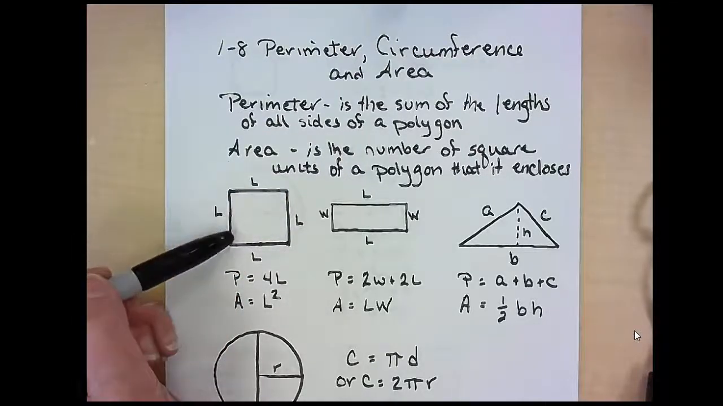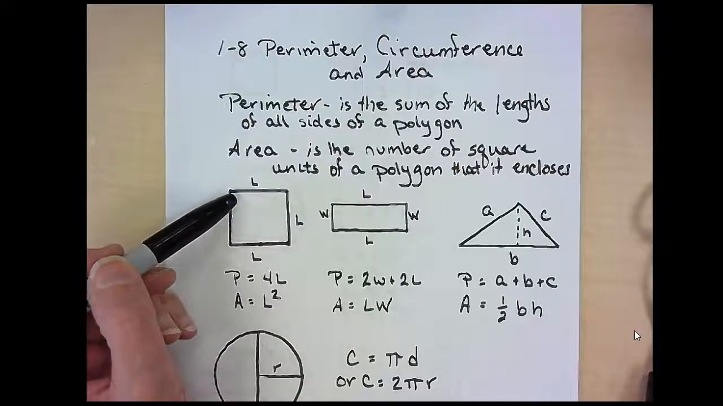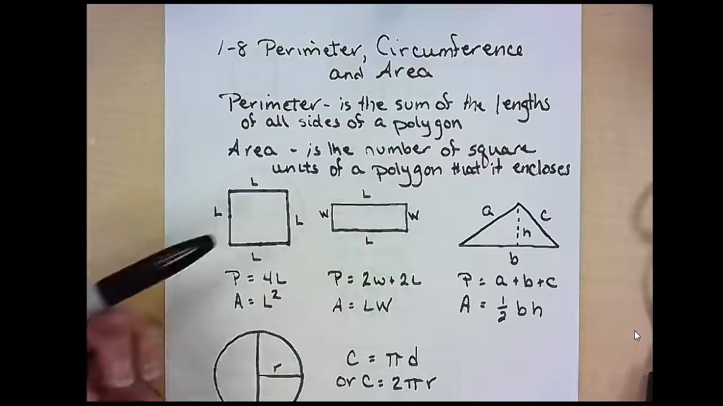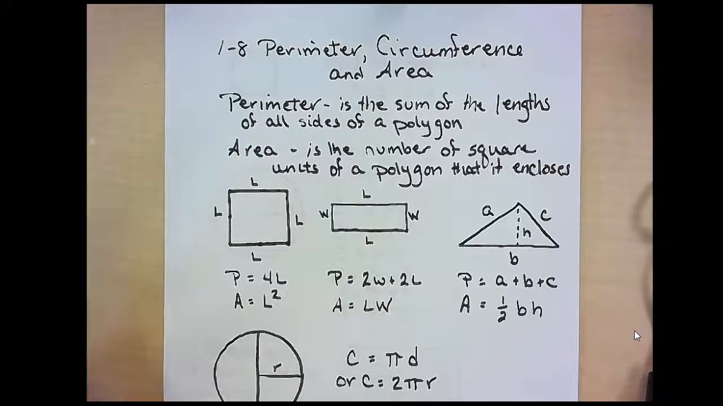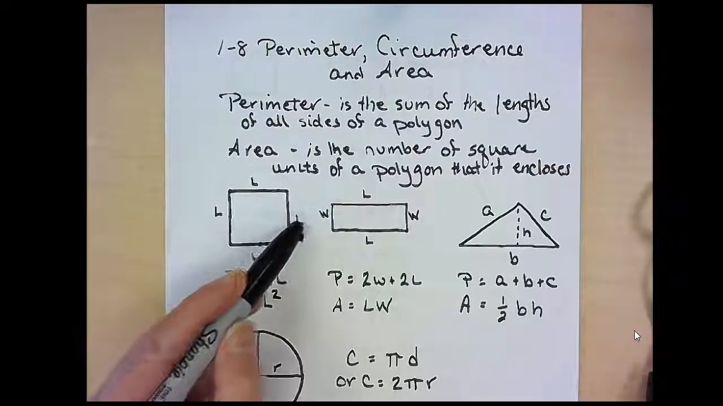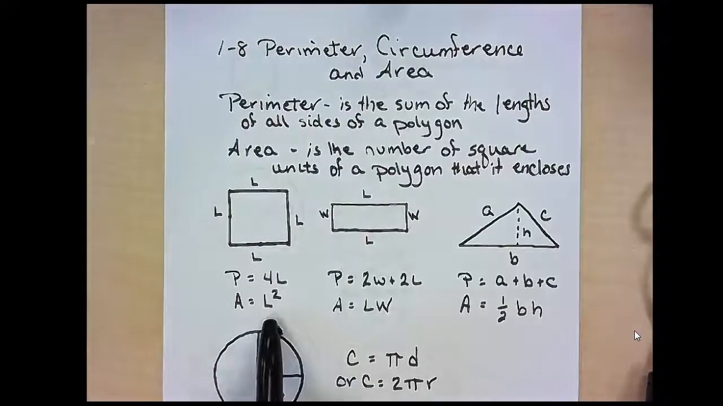So if we have a square, all your sides are the same length, so your perimeter is going to be 4 times that length, or length plus length plus length plus length gets 4L. Area is going to be length times width, or L times L, so it is L squared.